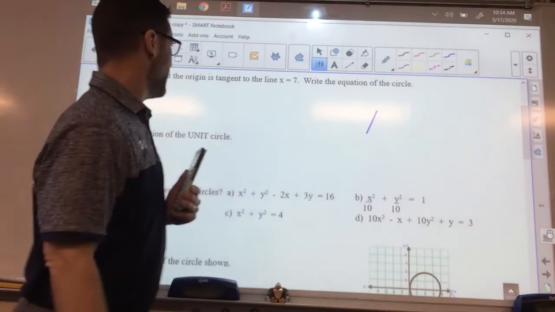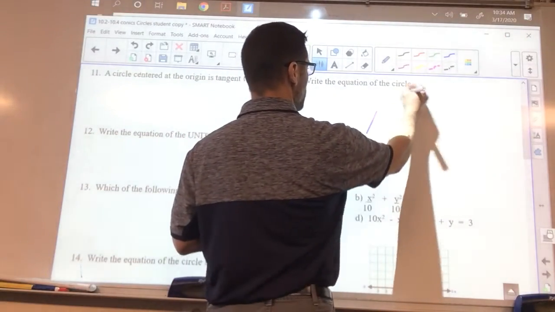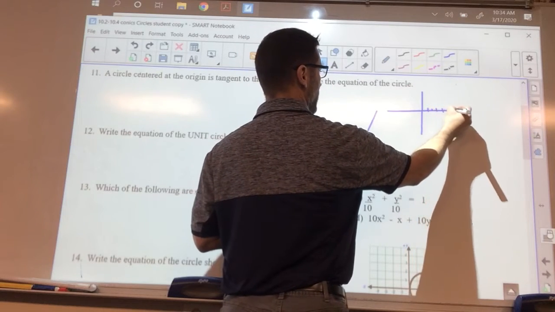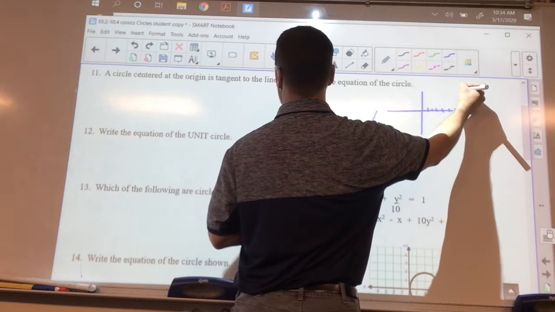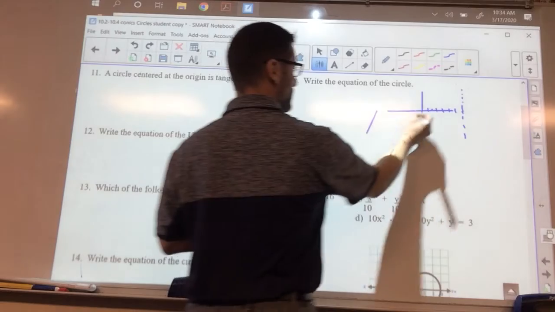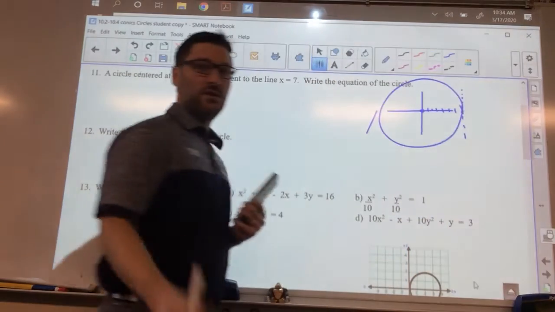A circle centered at the origin is tangent to the line x equals 7. Find the equation of the circle. X equals 7. 1, 2, 3, 4, 5, 6, 7. There it is. Centered at the origin. There's the center. Picture's going to look like that. You write the equation.